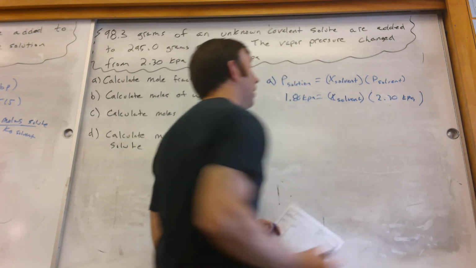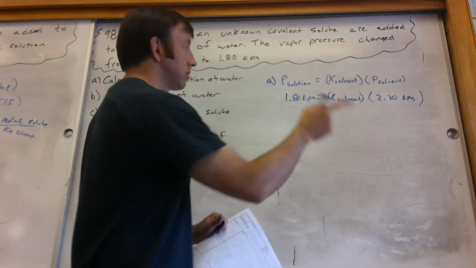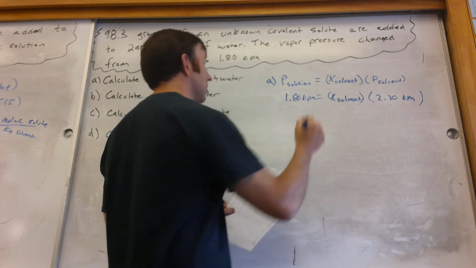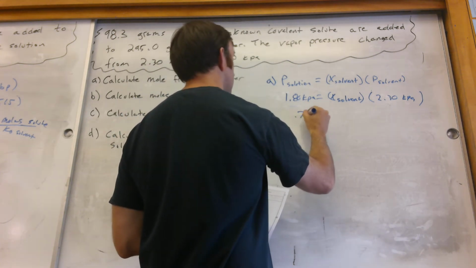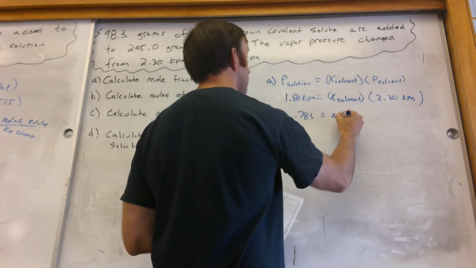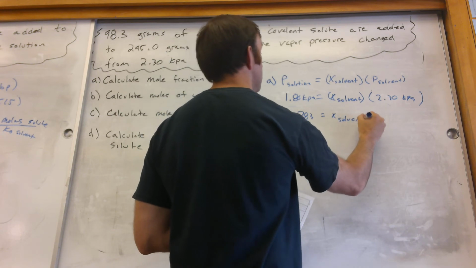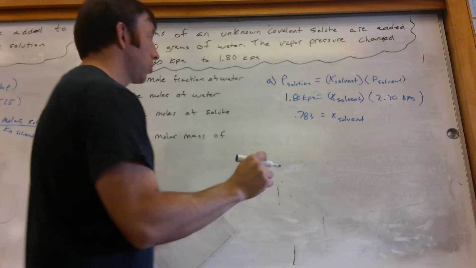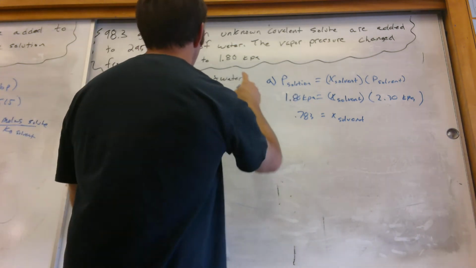Okay? And simple, divide both sides by 2.30, I will get 0.783 equals X solvent. So my mole fraction is 0.783. And that's dimensionless, it's just a factor we're multiplying by. Alright, so I know my mole fraction.